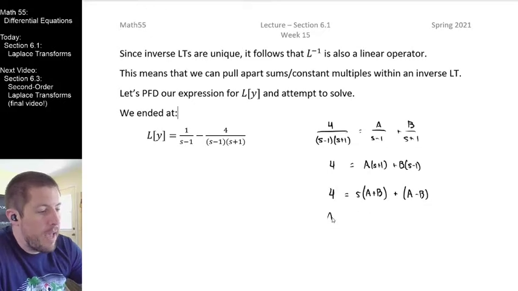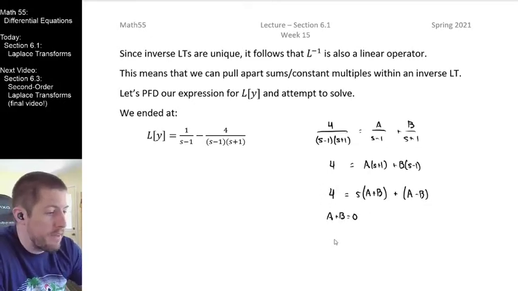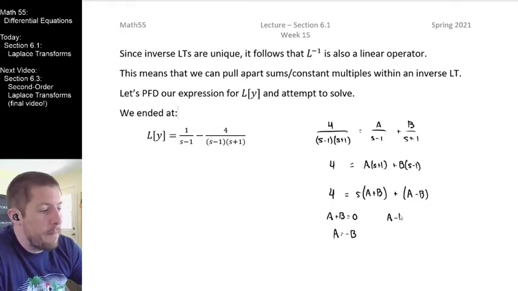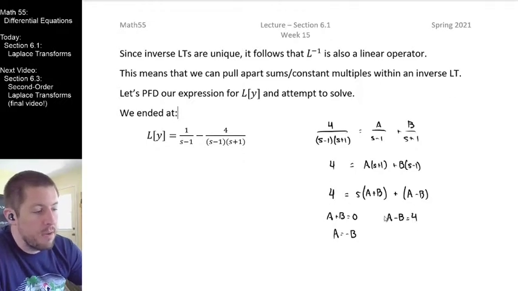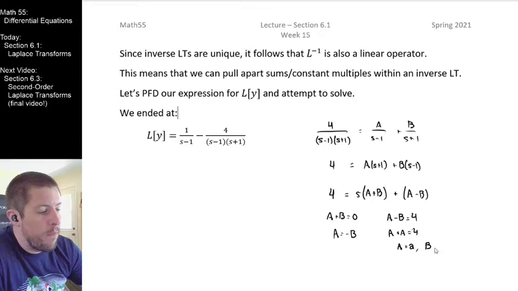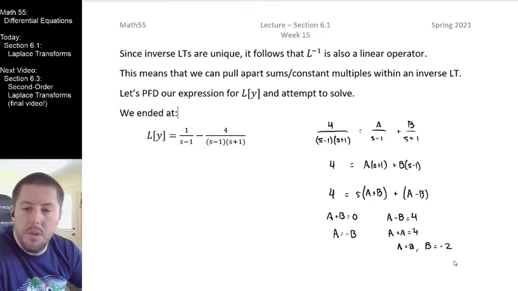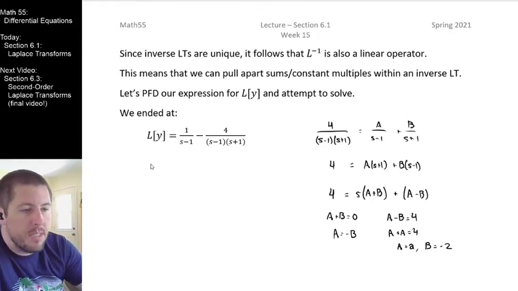So that says to me that a plus b needs to be equal to 0 because there's no s parts on the left, so a is equal to negative b. It also needs to be the case that a minus b is equal to 4 because that's how much constant stuff we have on the left. By doing a quick substitution here, it looks like a plus a is equal to 4, and so a is going to have to be 2, and therefore b is going to have to be negative 2 for our quick little partial fraction decomposition here.